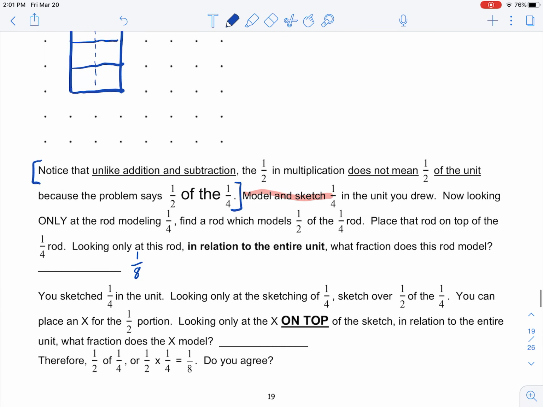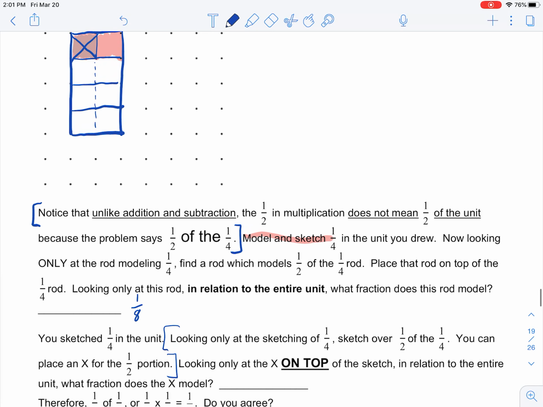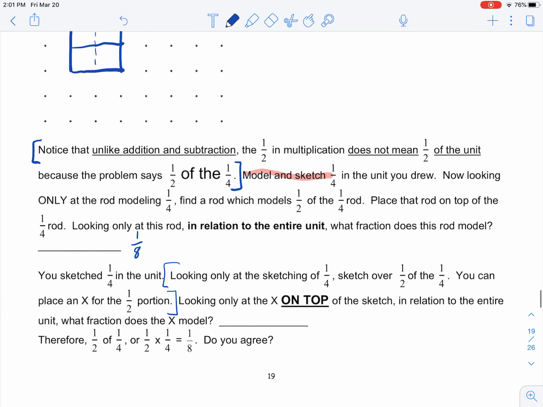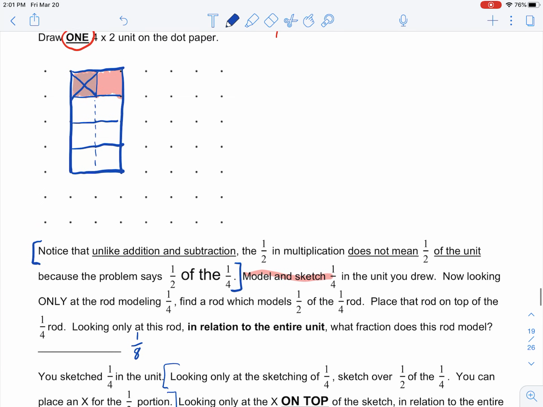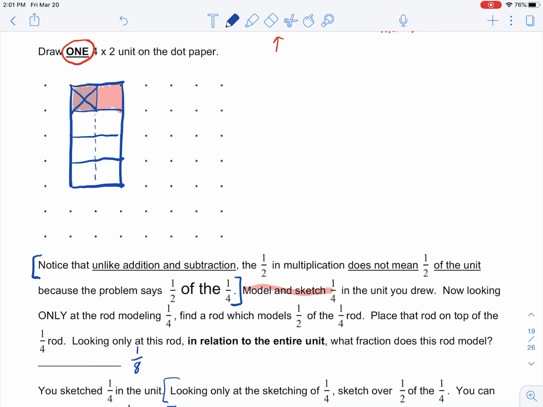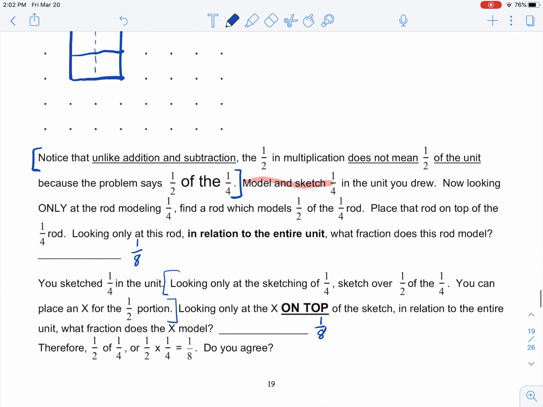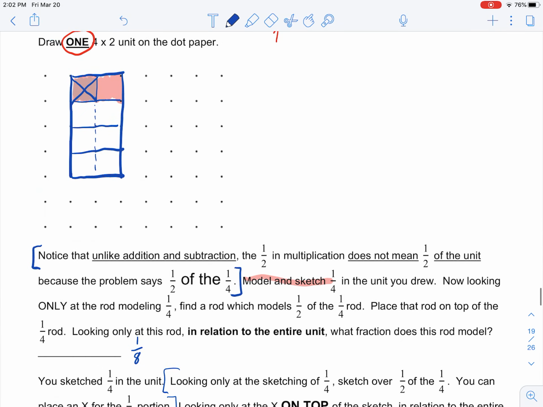So here's the method you would look. You would look at the sketching of 1/4 and you sketch over the 1/2 of the 1/4. Looking at that X in relation to the whole unit, it's 1/8 of it. Therefore, 1/2 of 1/4 or 1/2 times 1/4 is 1/8. The 8 comes from multiplying the 2 units, 2 columns, and 4 rows is how we get the 8. And the 1 comes from multiplying the 1/2 and the 1/4, and we just get the 1.